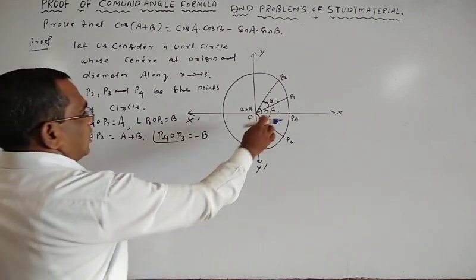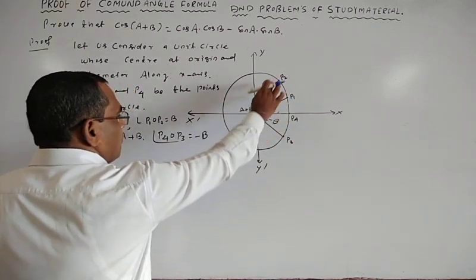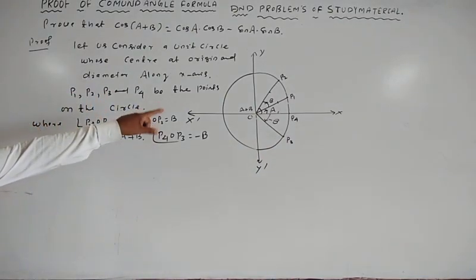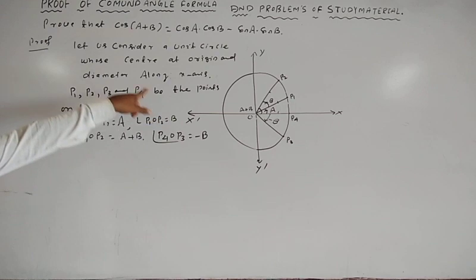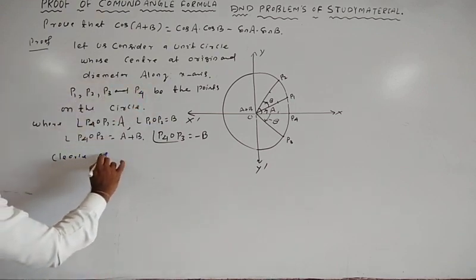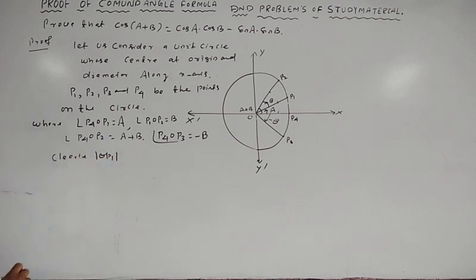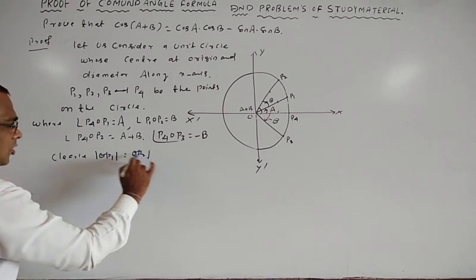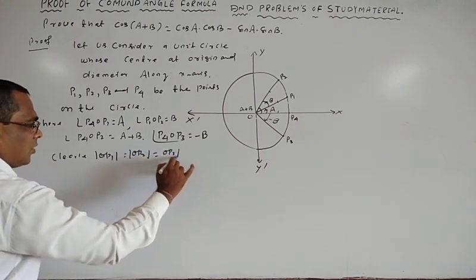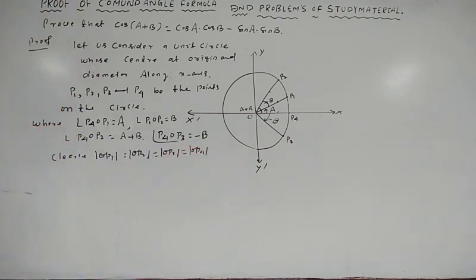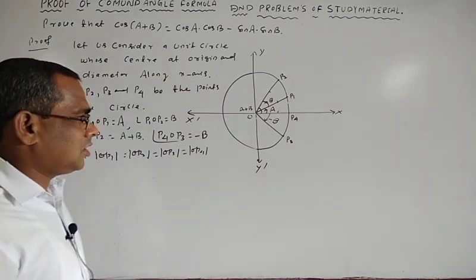So here OP1, OP2, OP3, OP4, these are equal to the radius, and the radius is 1. So clearly the length of OP1 is equal to OP2 equal to OP3 equal to OP4. All are on the unit circle, which means the radius is 1 unit. This is 1 unit.